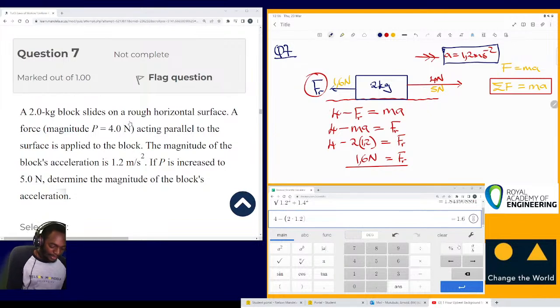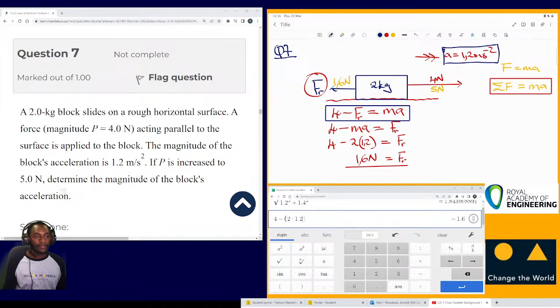So we're still going to maintain this same equation to solve our problem, because now we have the frictional force, which was the unknown that we had earlier on. So what do we do there? The driving force is now 5.